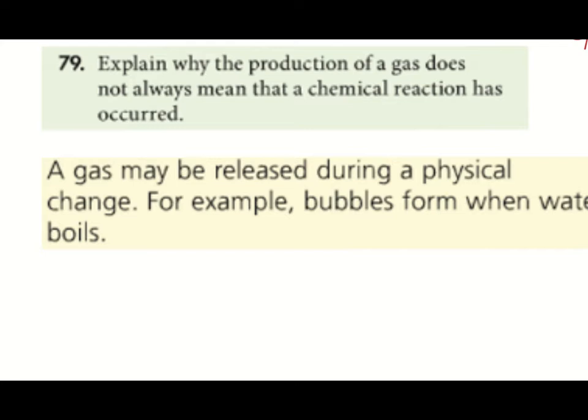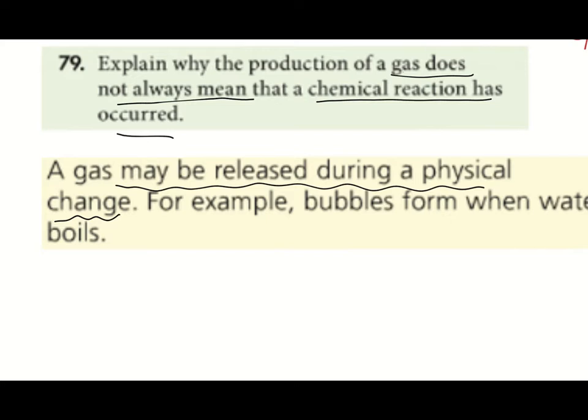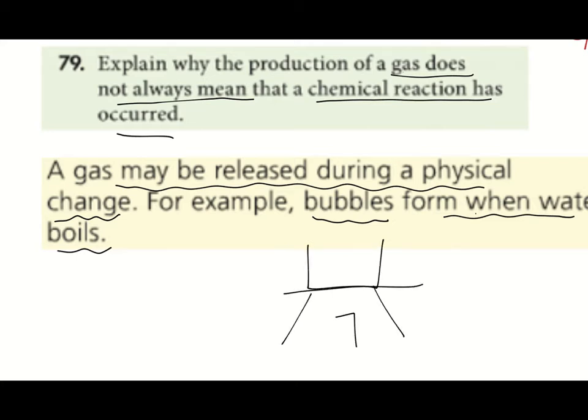Explain why production of a gas does not always mean that a chemical reaction has occurred. Because a gas may be released during a physical change, like bubbles that appear when water boils. Is water boiling physical or chemical? Yes, it's physical. So if you boil some water and it produces bubbles, this doesn't mean that a chemical change is happening. It's just a sign of a normal physical change.